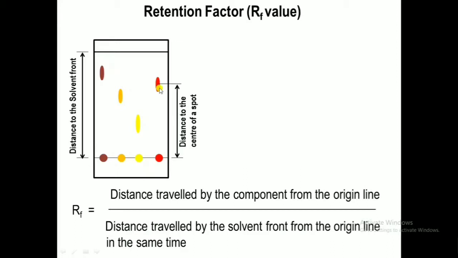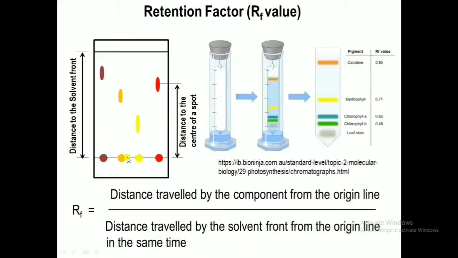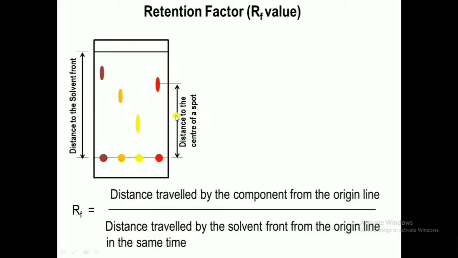So for example, if you take the red spot, the RF value of this red spot is the distance traveled by the red spot from here to here, divided by the distance traveled by your solvent front. So if you divide this distance by this distance, that will give you the RF value of this red spot. So that is the retention factor.